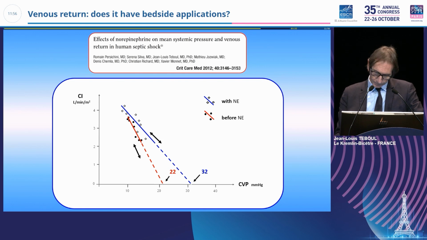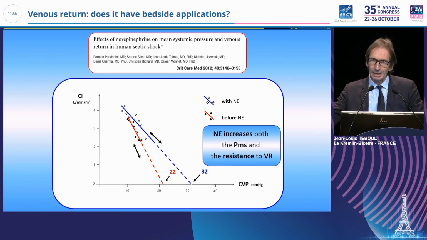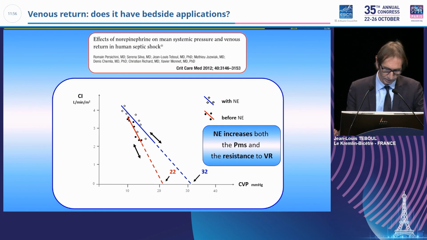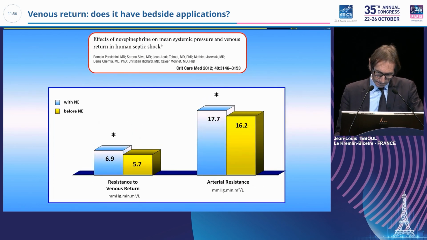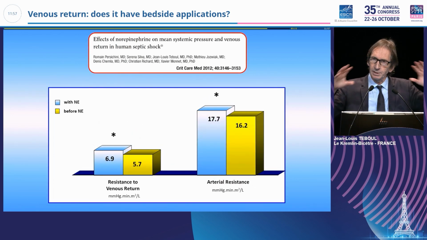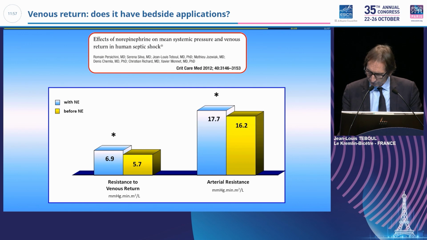But also, the slope of the curve was different, and you know that the slope is inversely related to the resistance to venous return, so it is totally consistent with pharmacology and physiology. Norepinephrine increases both the mean systemic pressure and the resistance to venous return. This is what we confirm in a series of patients with septic shock, an increase in the resistance to venous return, which is consistent with pharmacology.